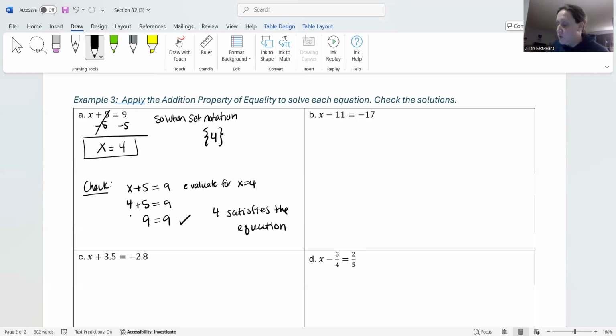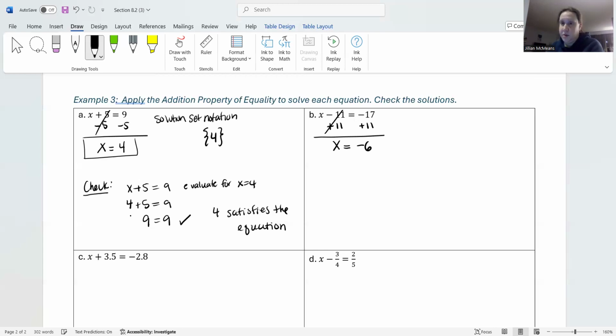Well, with addition. So I could add 11, but if I add it to the left, I must add it to the right as well. Again, we got to maintain balance here. Okay, so on the left, negative 11 plus 11 is just 0. And then x minus 0 is just x. So we got our x alone, which is great. Now we need to figure out what the right-hand side is going to equal. Well, negative 17 plus 11. So we're adding two numbers with different signs. That means we really subtract. So 17 minus 11 is 6, but is it positive or is it negative? Well, in this case, it's going to be negative.